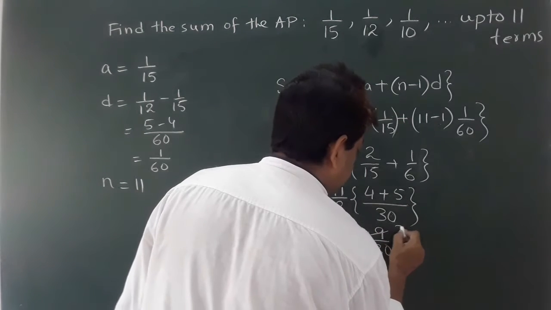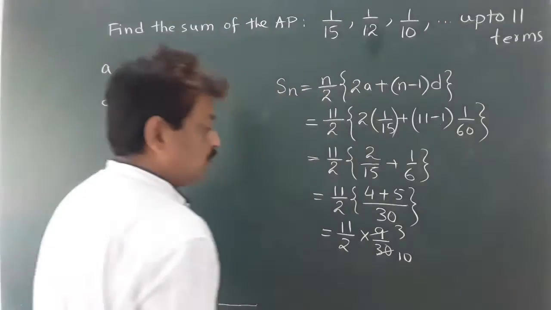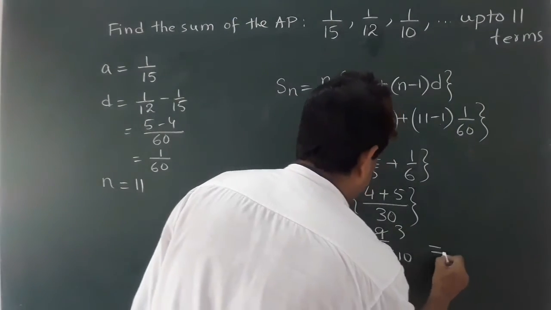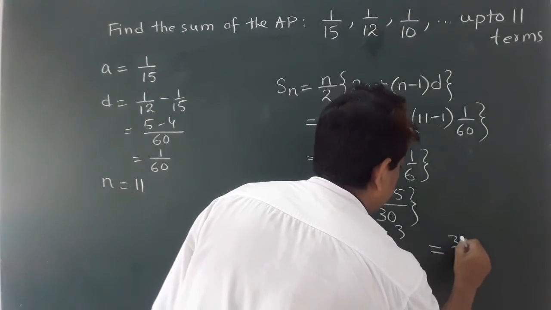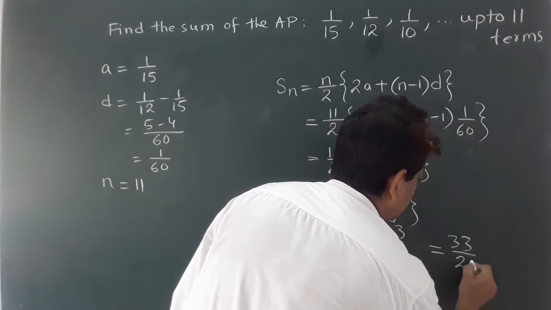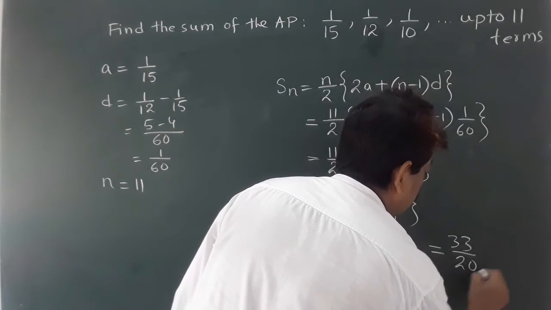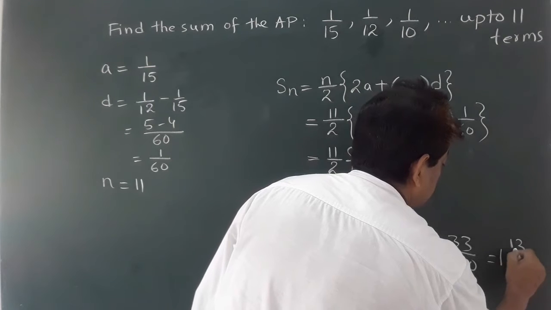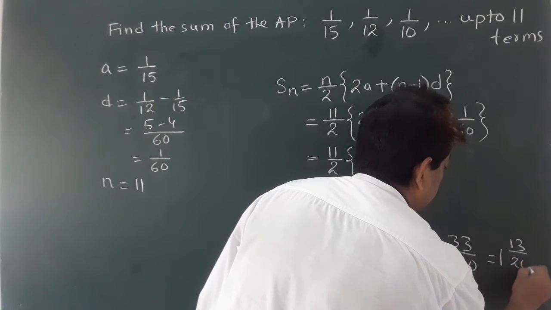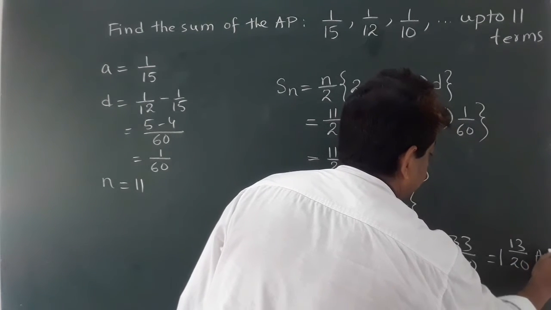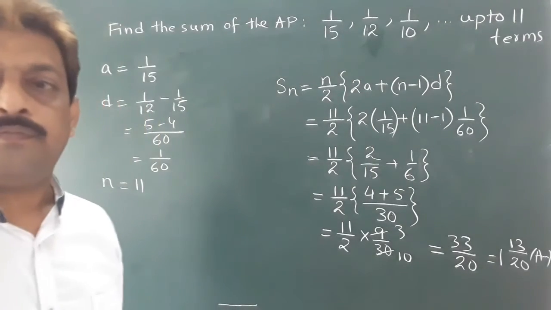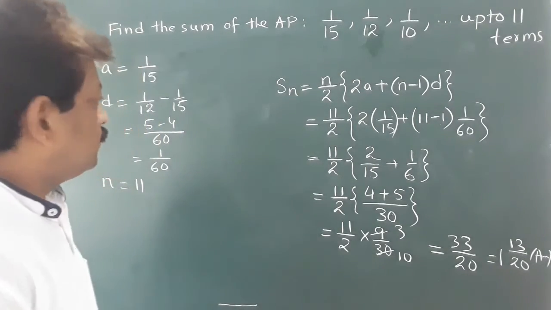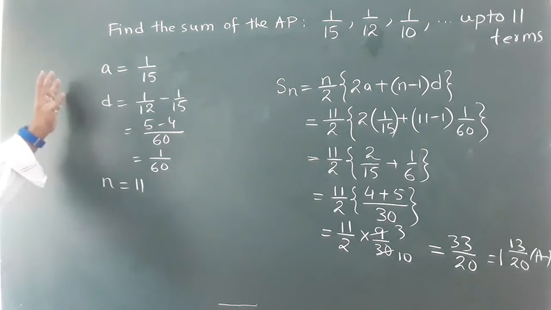So it will be cancelled by 3. So the answer will be 11 3s are 33 upon 20, or we can write 1 13 upon 20. So this is the answer. Okay. So you understood? Just go through the sum.